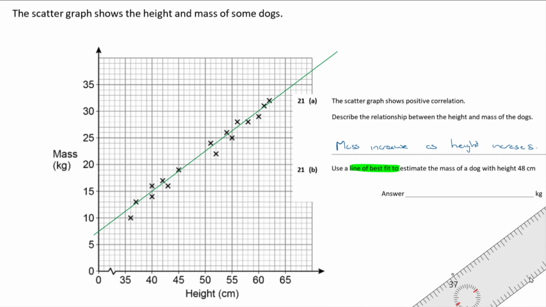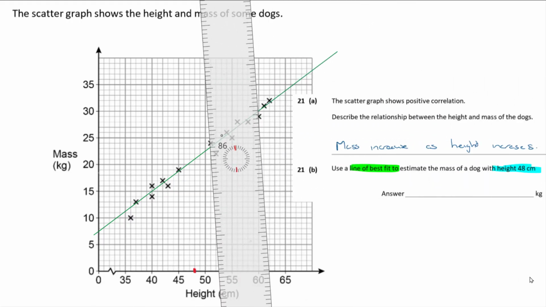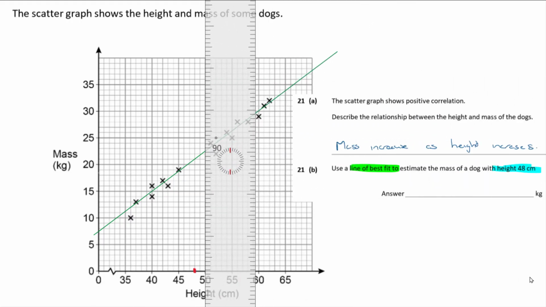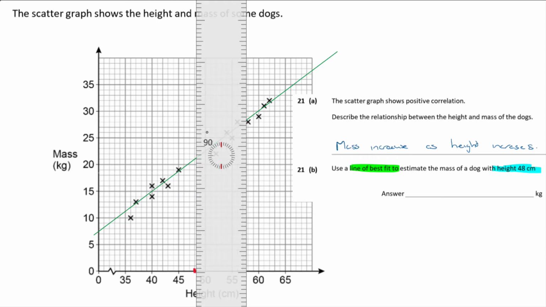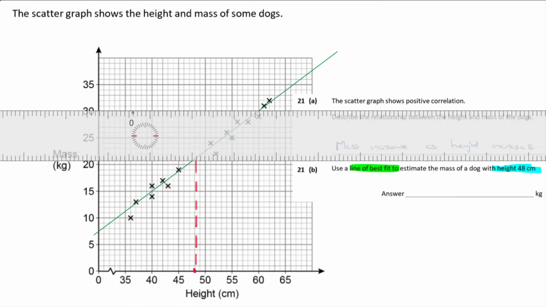And I want to work out the mass of a dog with a height of 48 centimeters. So I'm going to find 48 on my scale. 45, 5 divisions, so 48 is here, look. I'm going to read up to the line and across like we did earlier. So reading up from 48 until I get to the line, and then I'm going to change direction and read over.